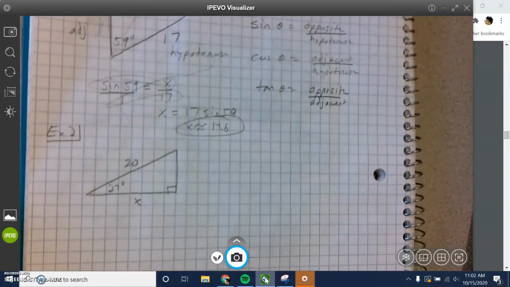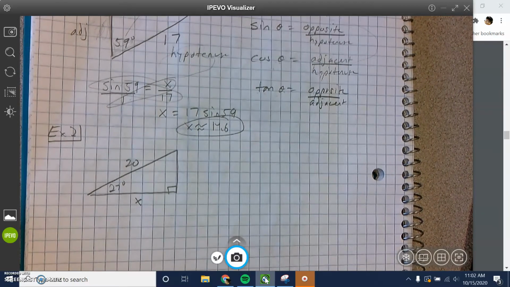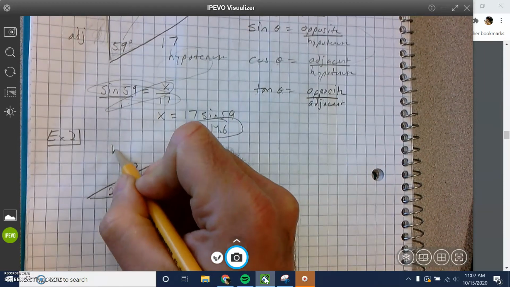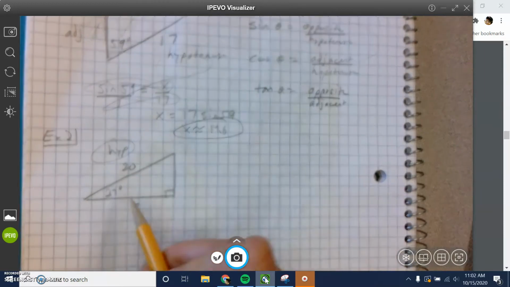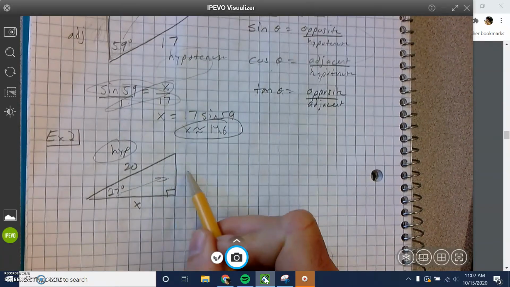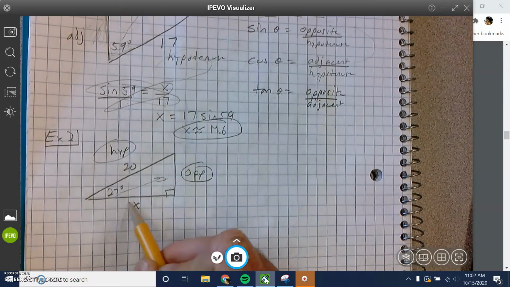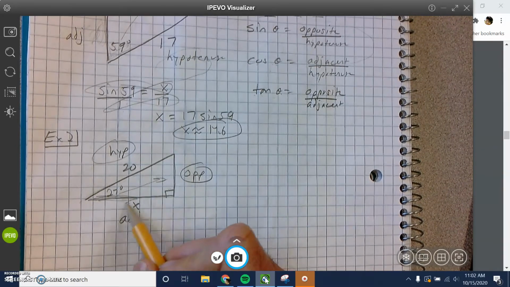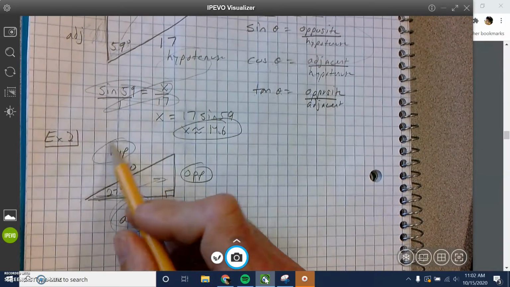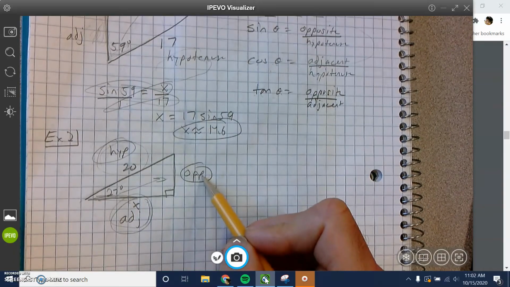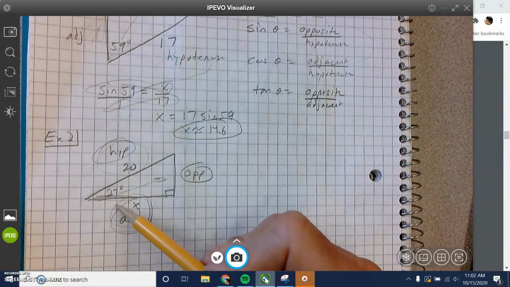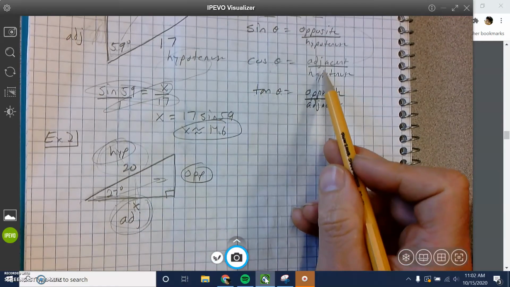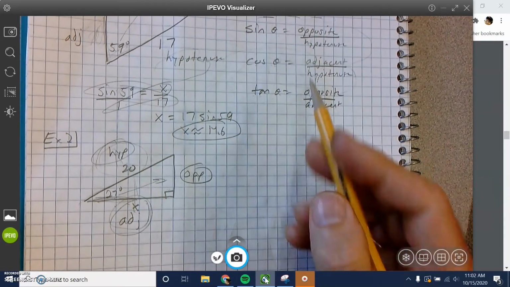Here we go. Example 2. Copy this down. All right, and first thing I do is label my triangle. So opposite the 90 degrees, this is the hypotenuse. And then straight across from the angle, this is the opposite side. And then touching the angle but not the hypotenuse is the adjacent. So I have adjacent here and hypotenuse. I do not have opposite. So I have adjacent and hypotenuse where the x and the 20 are. So that means that cosine is this problem.